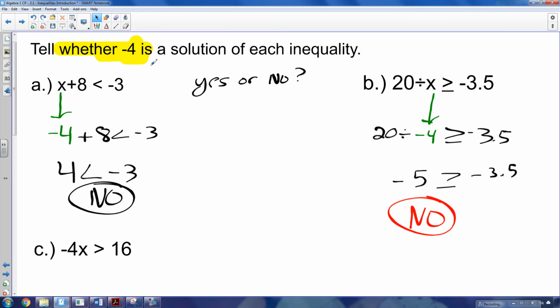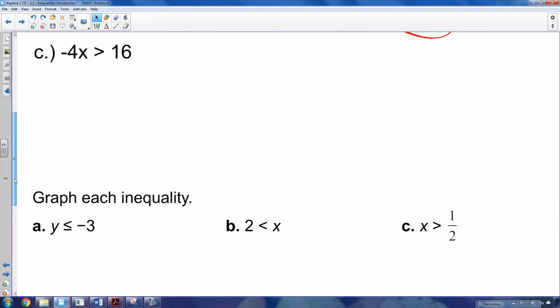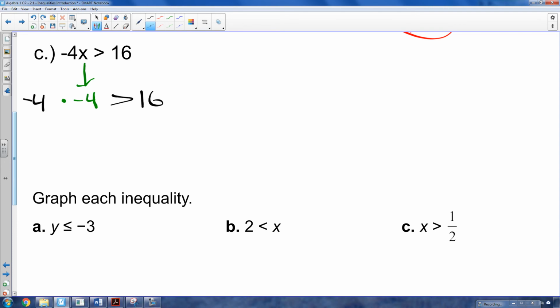own? And we are almost there. So trying part C on your own using -4. So plug -4 in and see if that is a solution of this inequality. So you do something along these lines here, and then say yes or no. And lastly, there's a couple of graphs here we're going to go through.